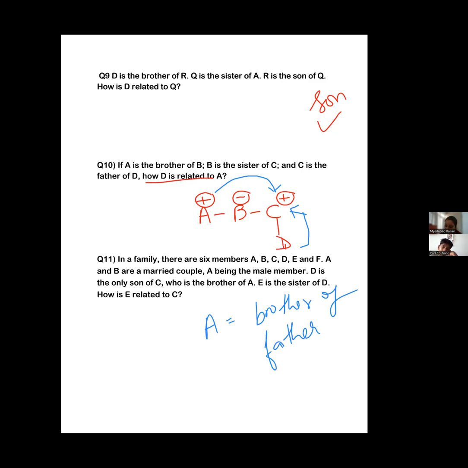So what will be the relation now? D will be either nephew or niece, isn't it? Yes. So it will be nephew or niece. All right, got it? Okay, let's try the 11th one.